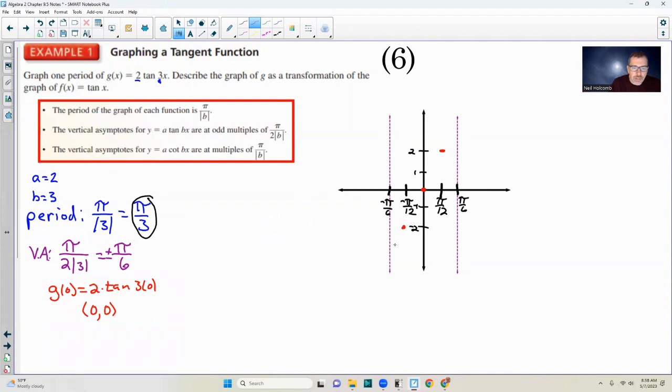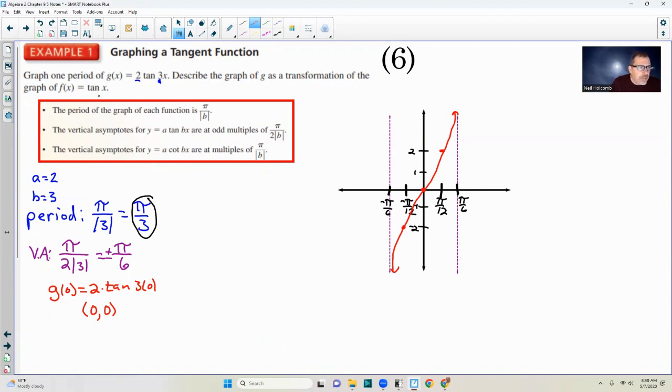So now we can see that this function is coming up like this, turning, going through the origin, going up like this and coming closer and closer and closer to that asymptote and going to infinity and negative infinity in between there. So there is the graph of 2 tan 3x from negative pi over 6 to pi over 6.